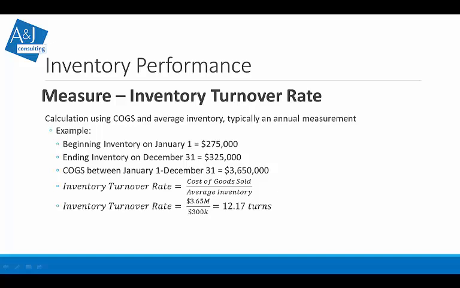So again, if our beginning and ending inventory gives us an average inventory amount, in this case we have our 3.65 million as our cost of goods for the year, and our average inventory was 300K. We'd find out that that's about 12.17 turns. So a 30-day supply would translate into roughly that many turns. You'd say, yeah, we turn our inventory about 12 times a year.